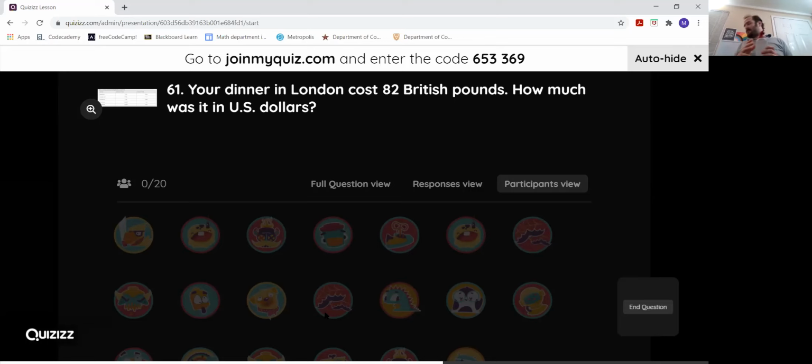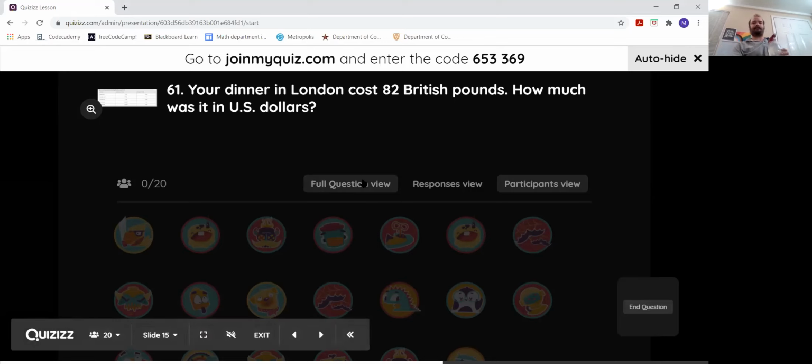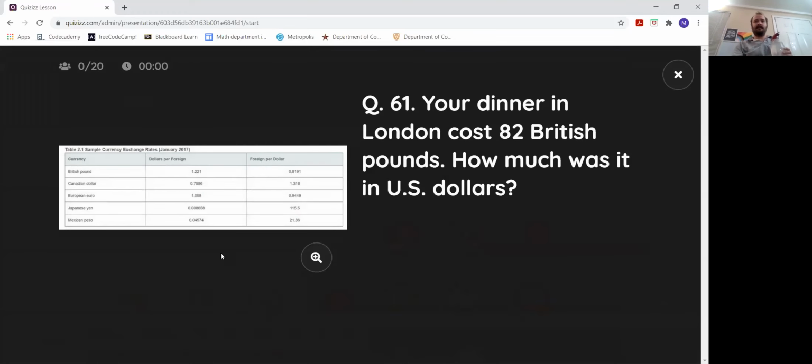Okay, here we go. Let's look at this. Your dinner in London cost 82 British pounds. How much was it in US dollars?